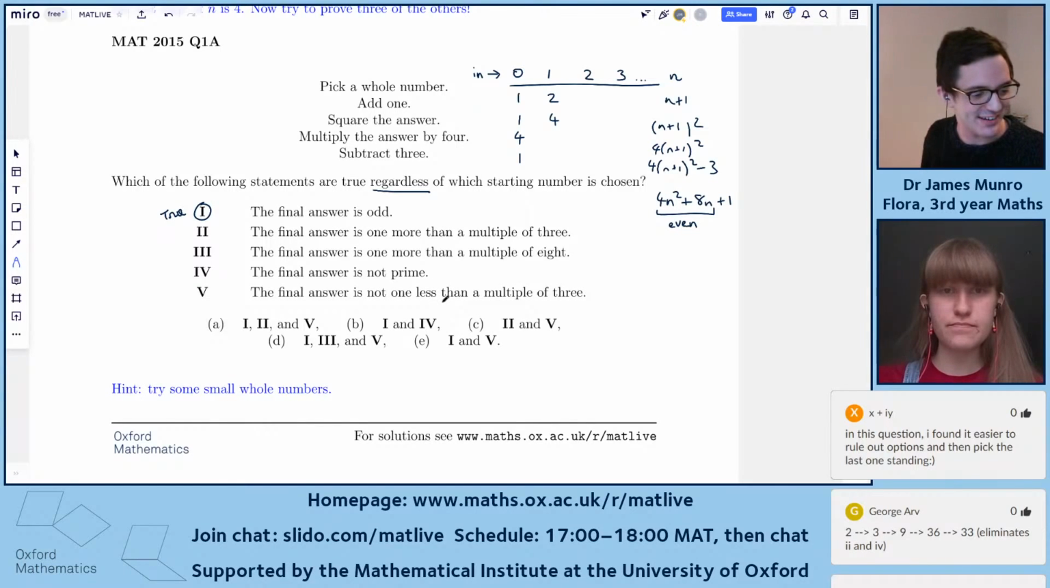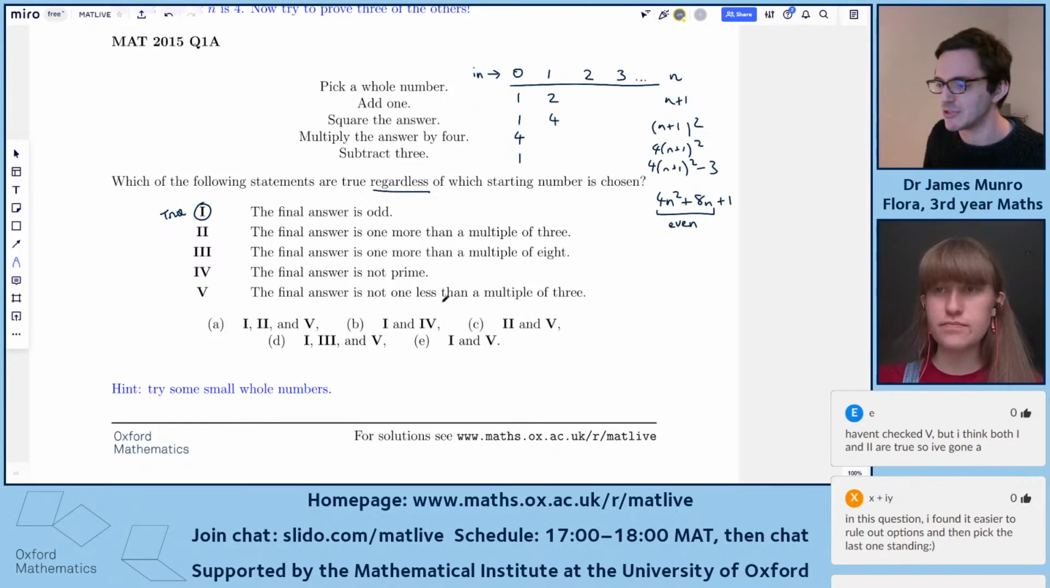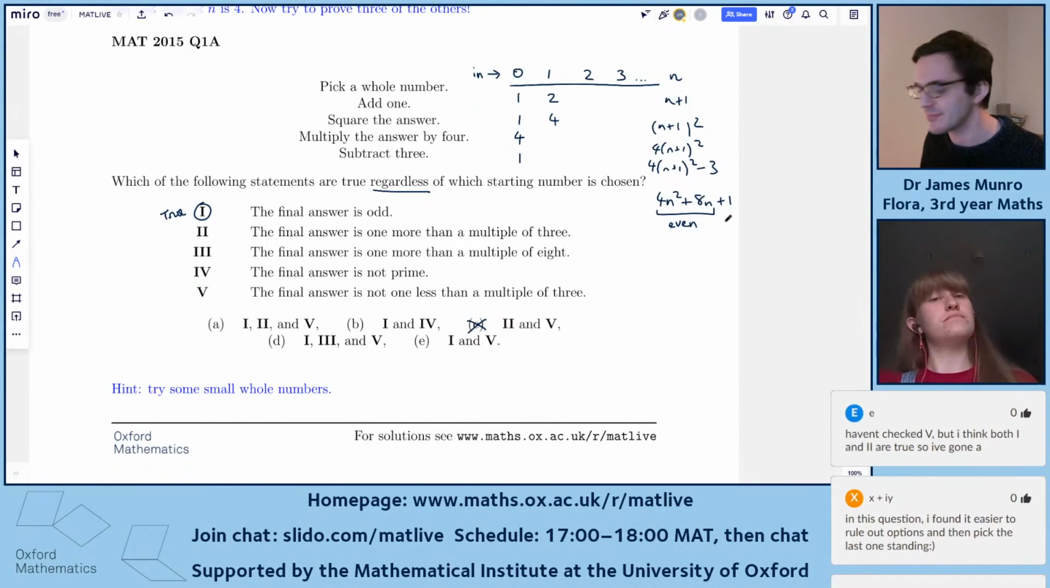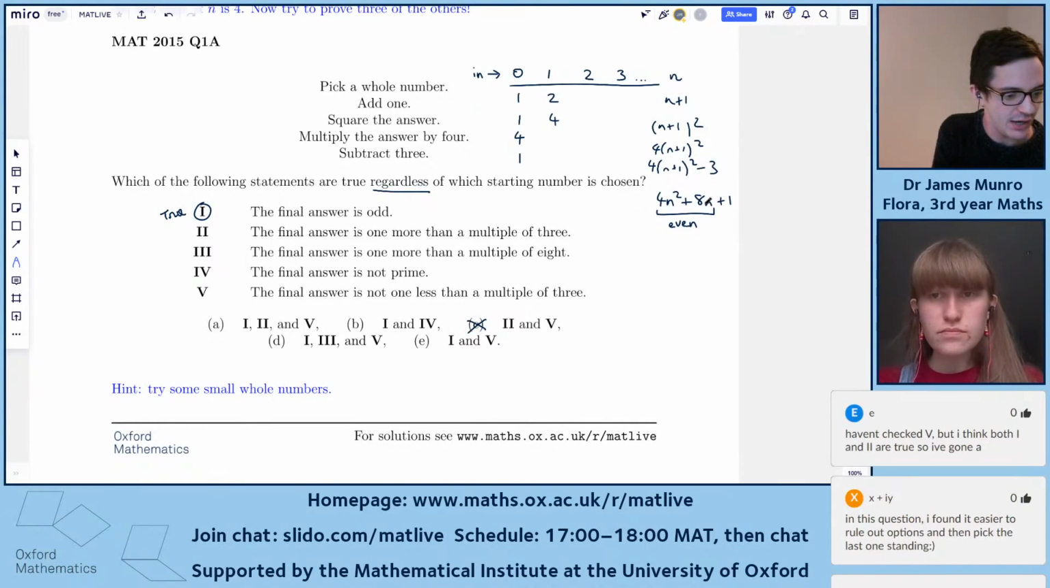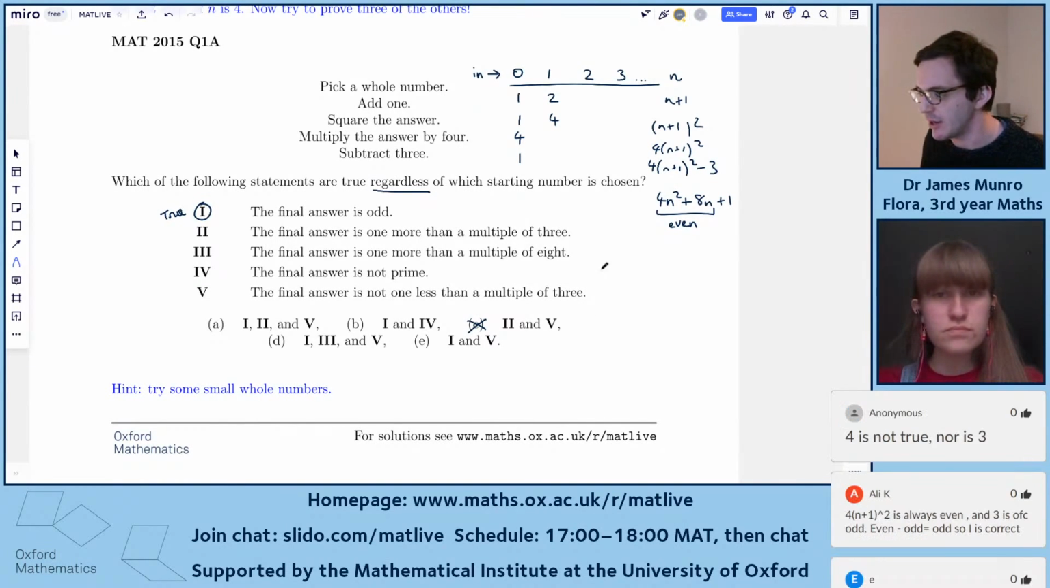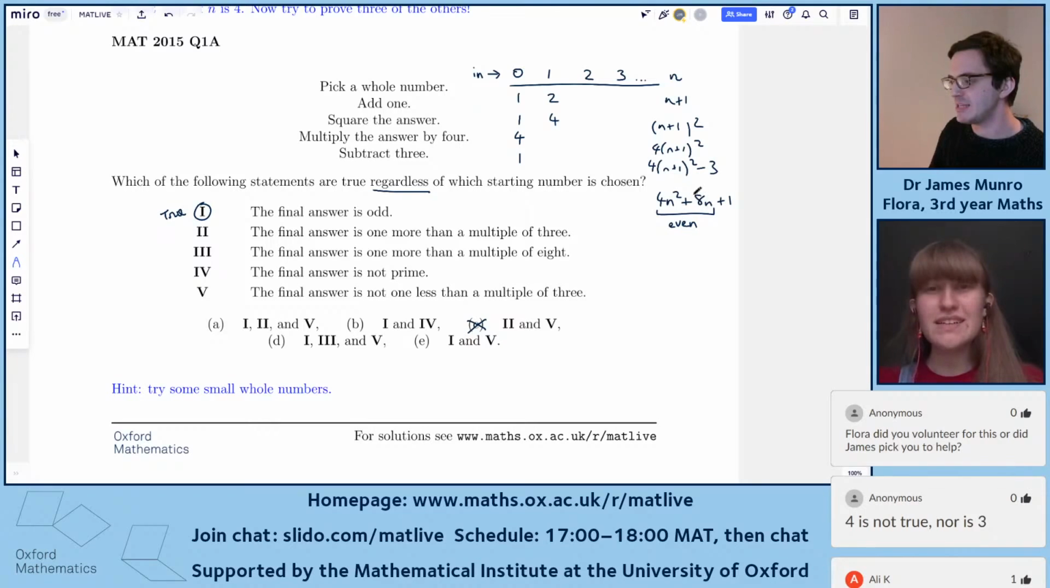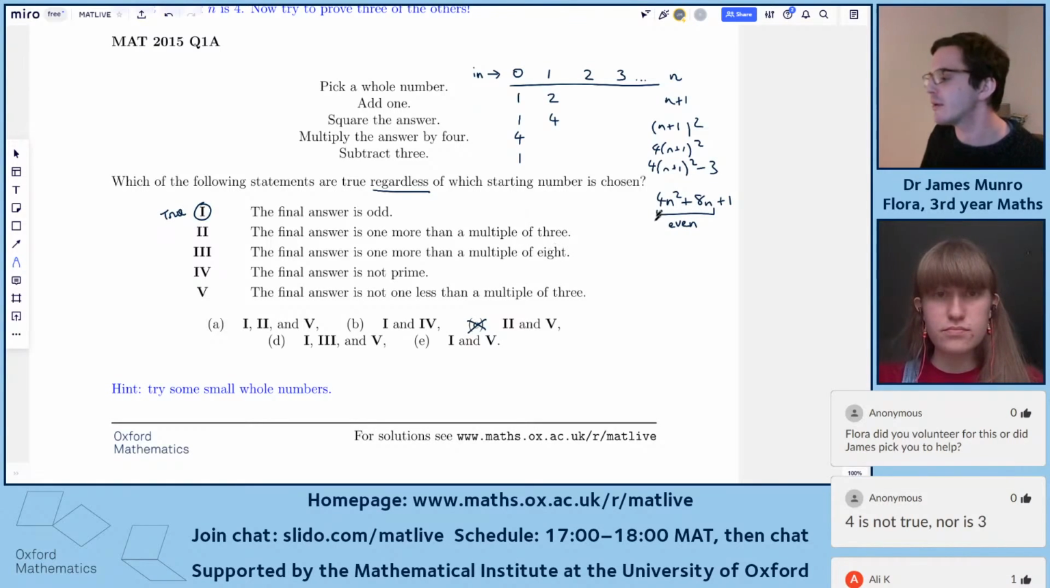Somebody says in chat, easy as a ruler, options maybe. Okay, so I want to not pick C, because C doesn't include this fact I've just proved, that things are always odd. Good. I'm a bit stuck now. I want to think about multiples of 8, maybe? I've got this multiple of 8 in here. 1 more than a multiple of 8. What am I doing here?